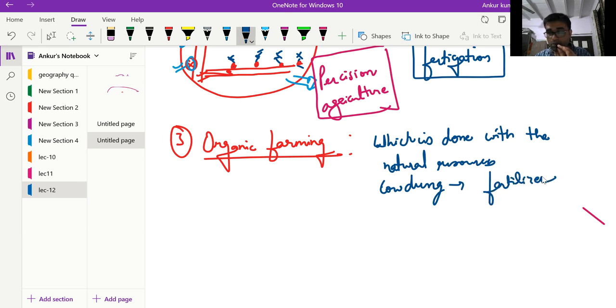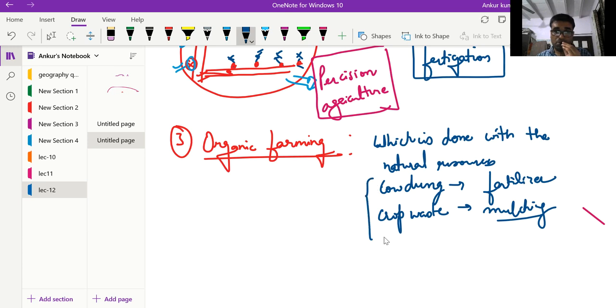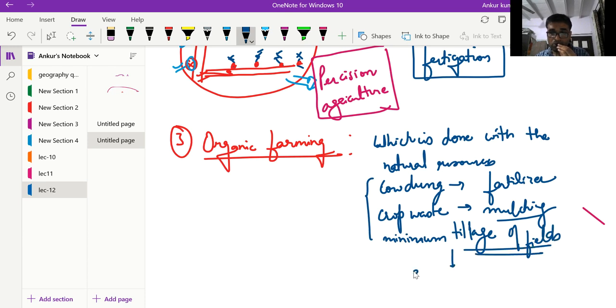Okay, you use the crop waste for mulching purpose, so that the moisture can be preserved, right? So these kind of methods, minimum tillage of the field. Okay, so that the soil flora, soil fauna is not disturbed.